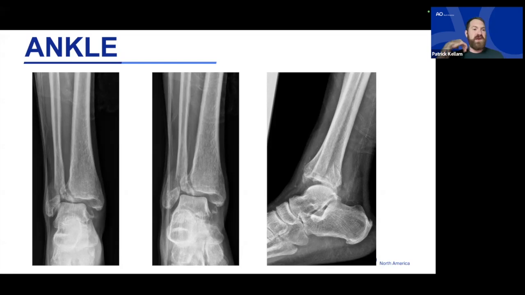But you may not be able to get a mortise view or an AP view of the ankle, meaning that you may get a good AP of a talus, but then the tibia might be 30, 40 degrees externally rotated. So don't be frustrated in these subluxated or dislocated limbs if you can't get perfect images.